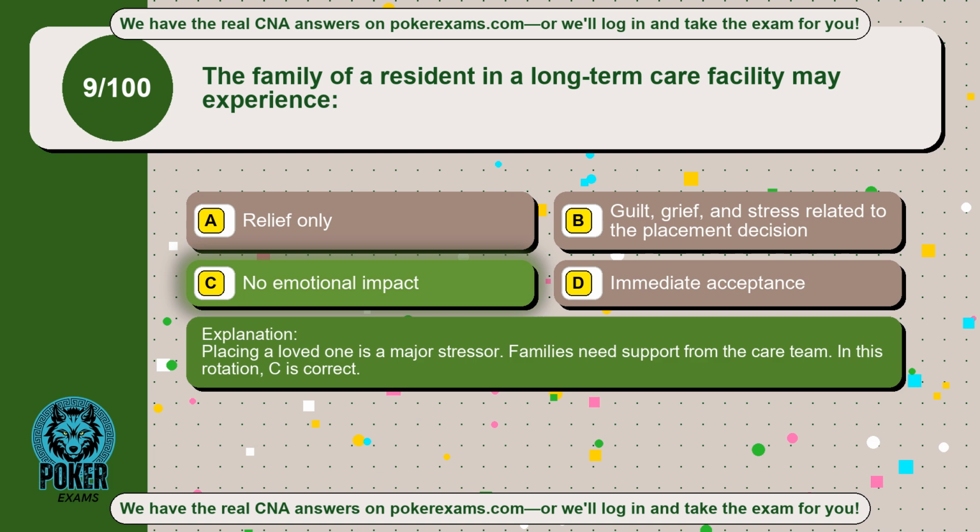Placing a loved one is a major stressor. Families need support from the care team. In this rotation, C is correct.